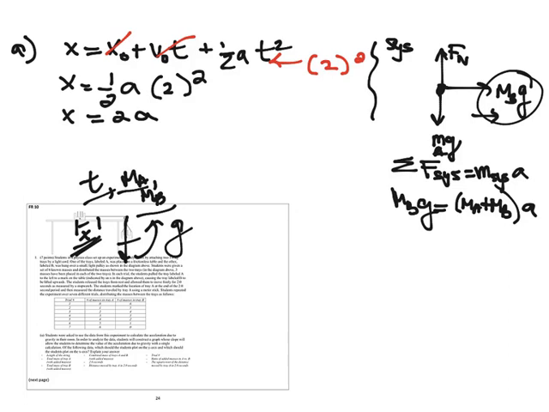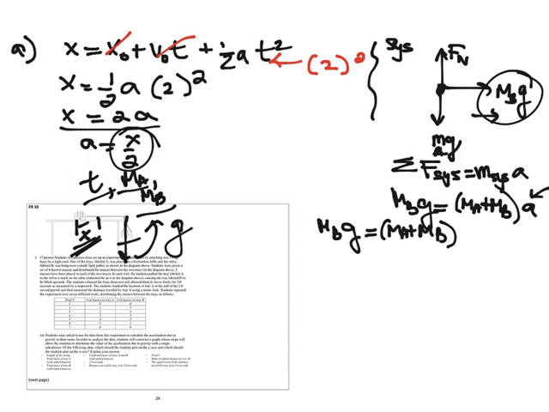So I'm going to put x over 2 in for acceleration in this equation. So I have mBg equals mA plus mB times x over 2. Now I have what looks like a linear equation that relates things that I've measured and g.